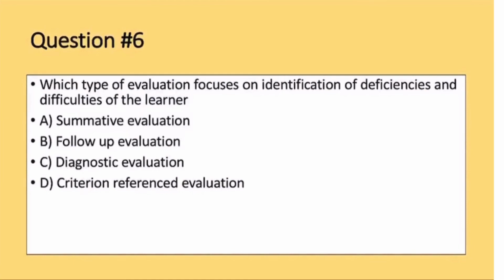Sixth question, it is from the topic evaluation. Which type of evaluation focuses on identification of deficiencies and difficulties of the learner? A, summative, B, follow-up, C, diagnostic, D, criteria referenced evaluation. Here, summative evaluation is conducted for the purpose of promoting or qualifying a learner. Follow-up evaluation does not identify the deficiency or difficulty. It is the diagnostic evaluation which fulfills this purpose. So C is the right answer for this question.